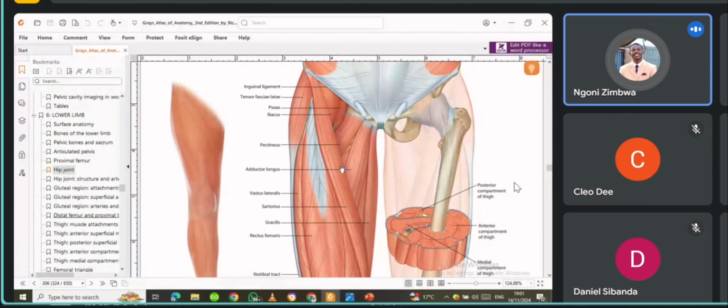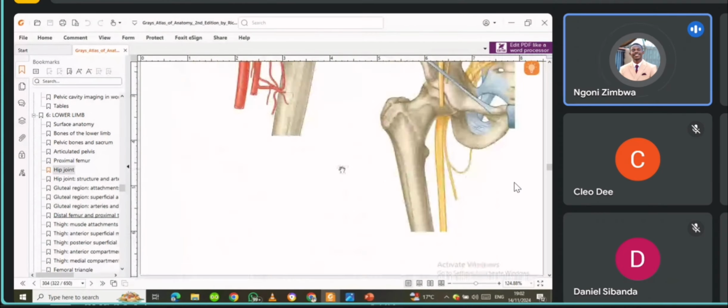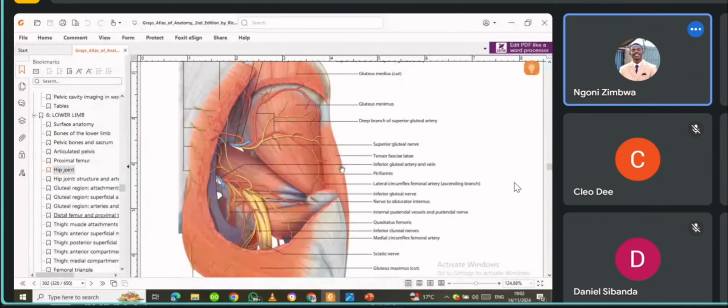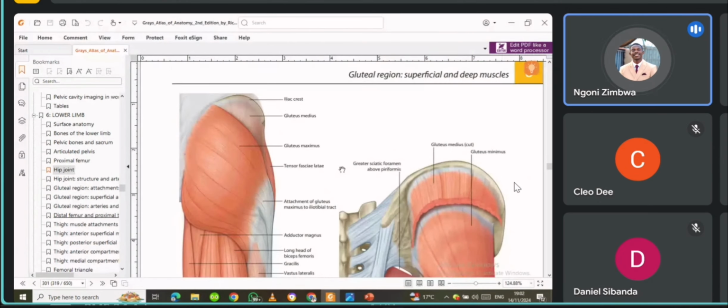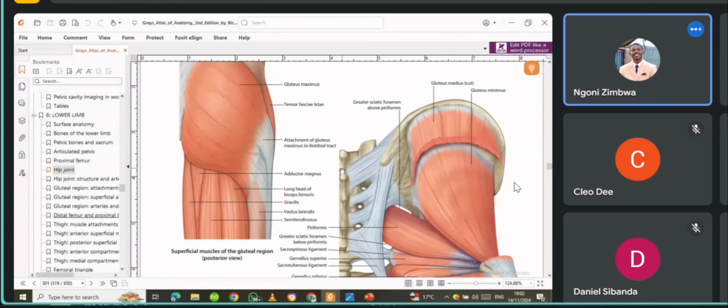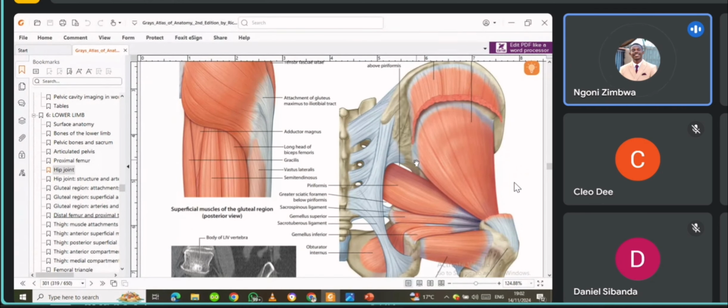of the hip joint. So I think I need a lateral view. Let me see if I can get a lateral view. Right, this is amazing. All right, take this one. Okay. Now, extension of the hip joint.